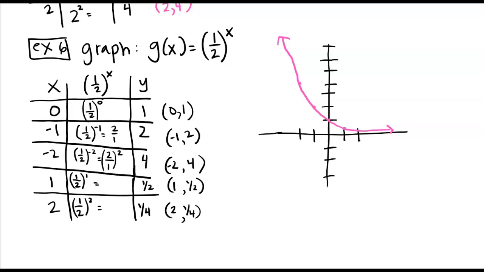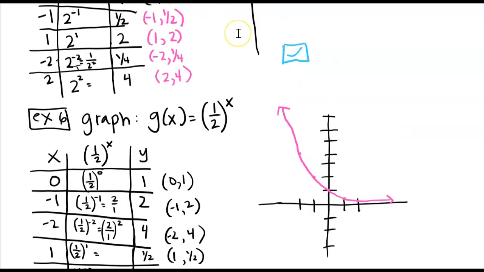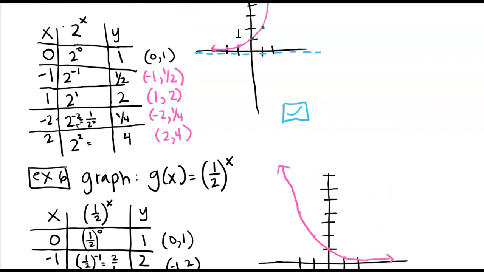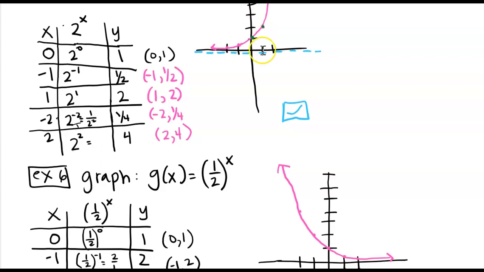So that 1/2, if we're comparing these two graphs with each other, you can see both of them. This is exponential growth, so as you're looking at it from left to right, it's increasing, and as you're looking at this one from left to right, it's decreasing. So this is exponential decay, is what we call it.